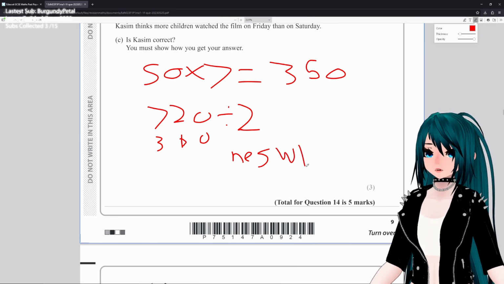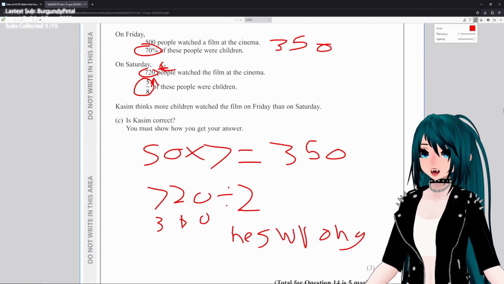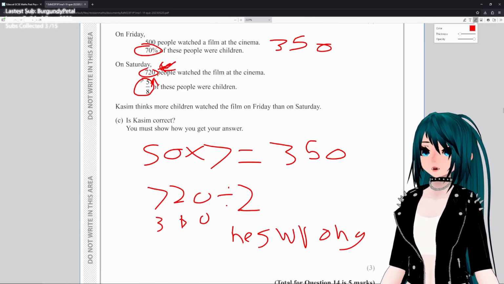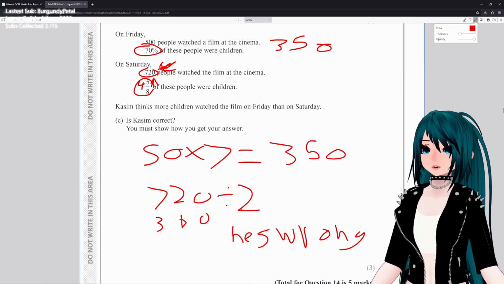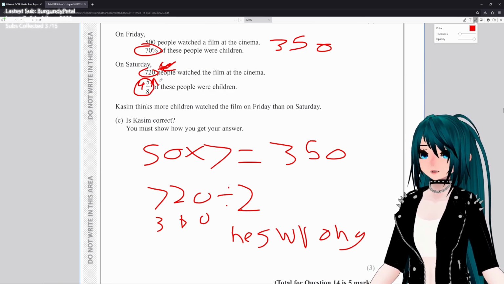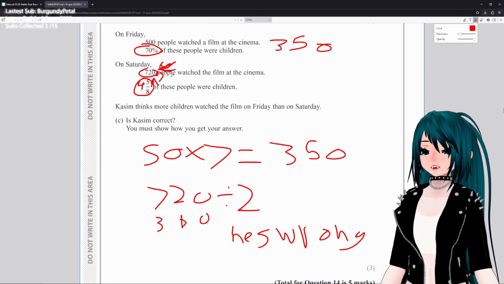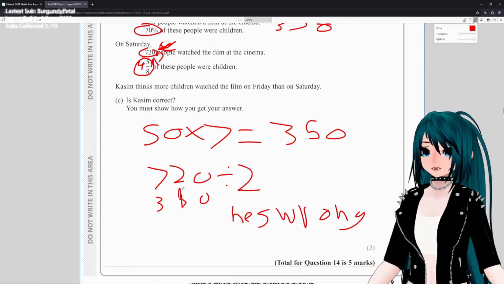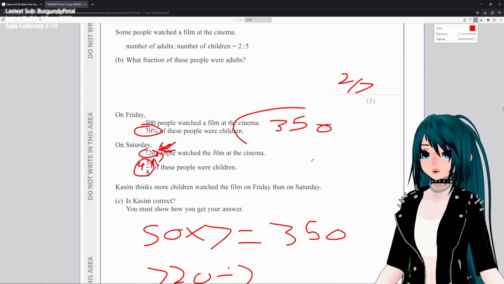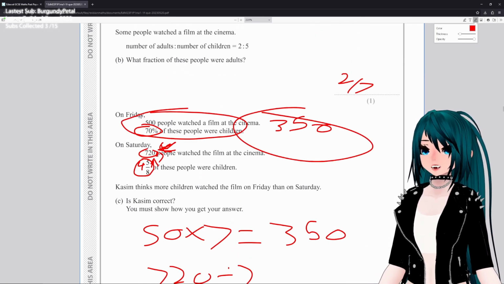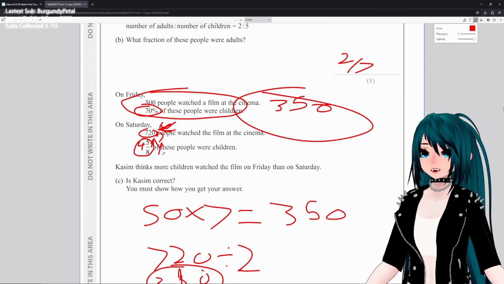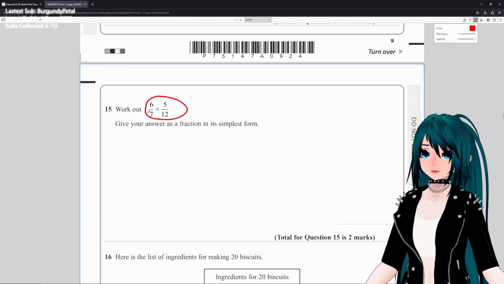He's wrong. If this was half of the people of 720, it'd be 4 out of 8 people, right? That'll be 50%. And half of 720 is 360, which is already more than the 350 from this day. And this isn't even all the people. How do you multiply fractions?